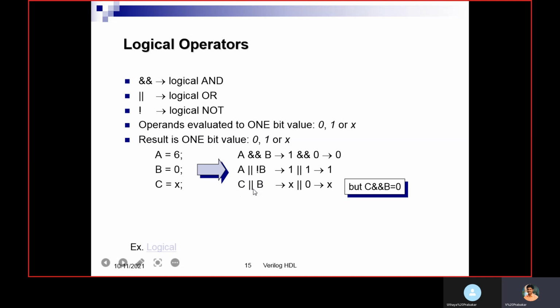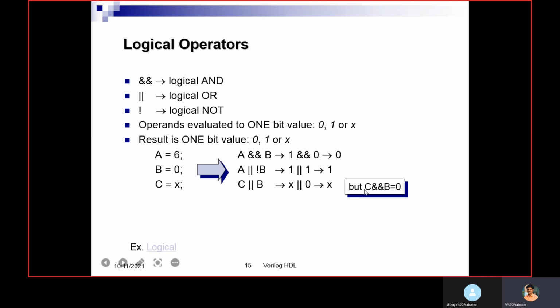C logical OR B. The C value is X, logical OR with B value 0. If any one of the inputs is X, this X may be a 0 or 1. So you will get X as the output value.